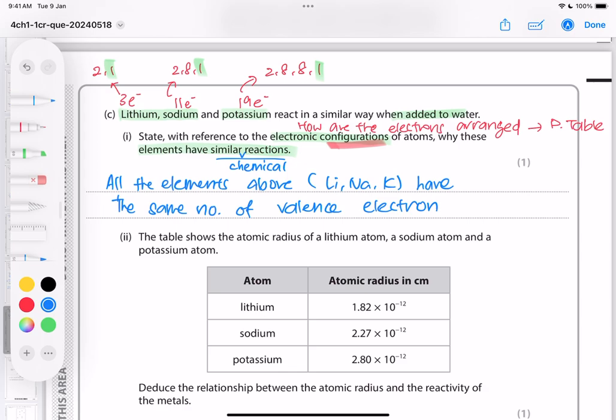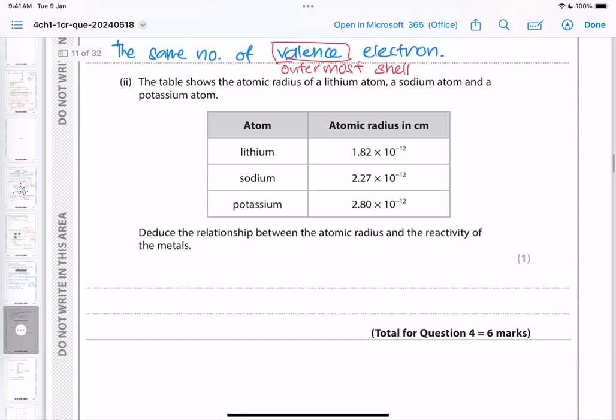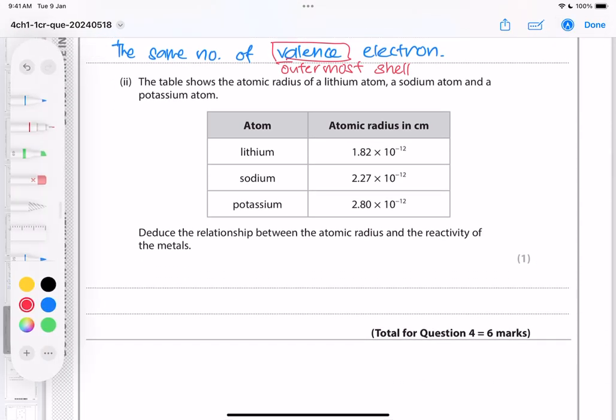If you are not very comfortable with the word valence, another alternative that you can use is outermost shell. Electrons in the last shell, basically. So that's the meaning of it, and that's 1 mark here. Let's move up a little bit. They give you a little bit of data.